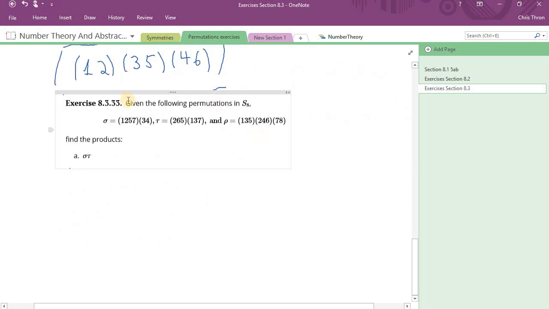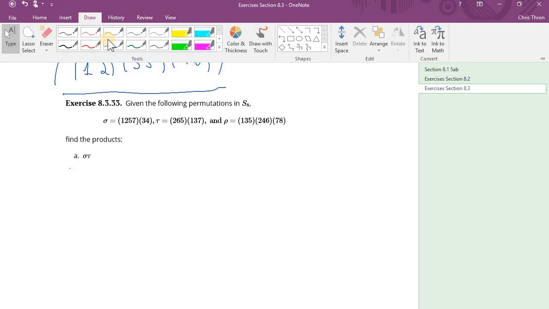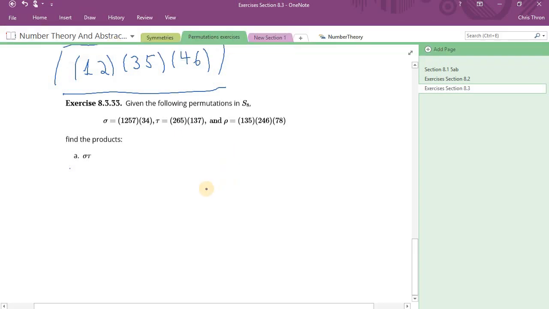Okay, next 8.3.33a. Let me compute the product sigma tau. Remember, tau first and then sigma. Right? So let's go ahead and see how this works. I'm going to do this without a diagram. See if you can follow what I'm doing. Now we're going to do this in a cyclic way. So let's see first what 1 goes to.